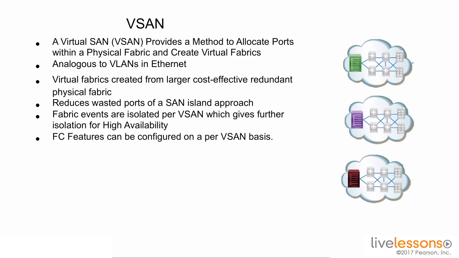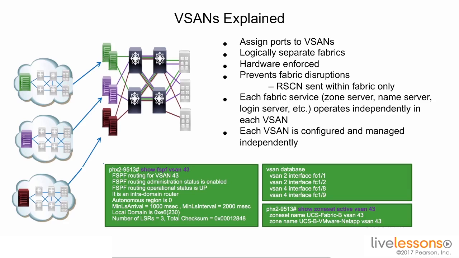We also have different Fibre Channel features that can be configured on a VSAN basis. So if we take those multiple physical SANs and we combine them together into virtual SANs, then we can assign ports to those virtual SANs, and they're logically separate fabrics. Now this separation is hardware enforced, and it prevents any type of fabric disruptions in one VSAN from affecting another.